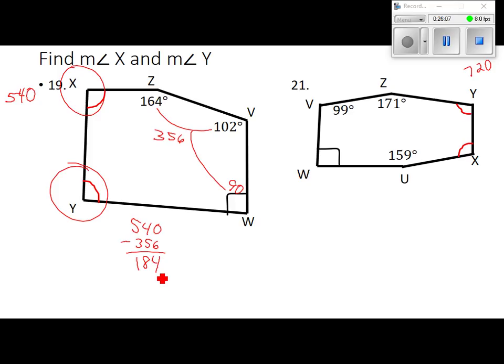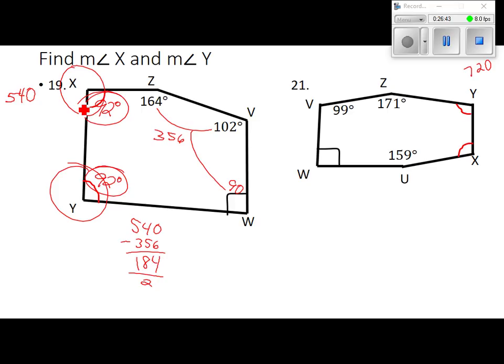Divide that by 2. We have these two angles that we're looking for, and the markings in them tell us that they're congruent. So all we do is divide that by 2. What do you come up with? 92. So what's the measure of angle Y? 92 degrees. What's the measure of angle X? 92 degrees. Could we go back and check our answer and make sure it's right? What could we do? Add all of them up, and they should total up to what? 540. So go back and check sometimes, just to make sure.